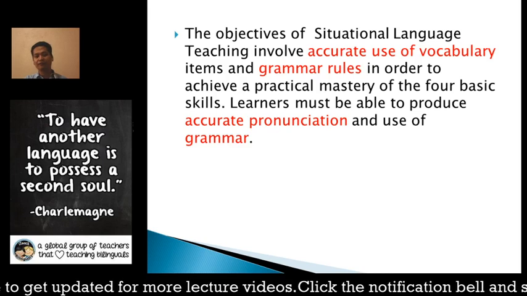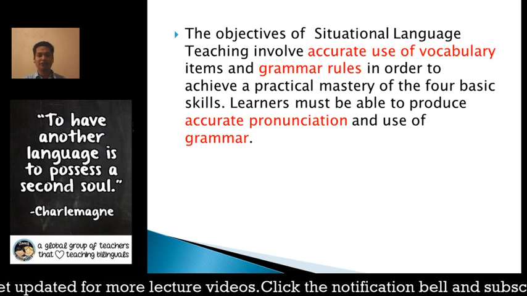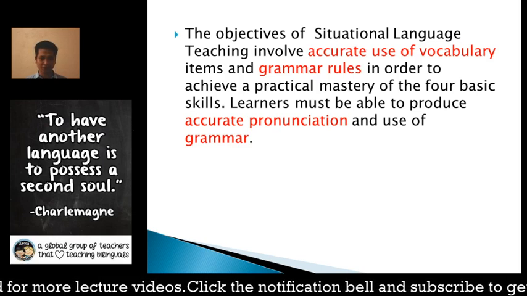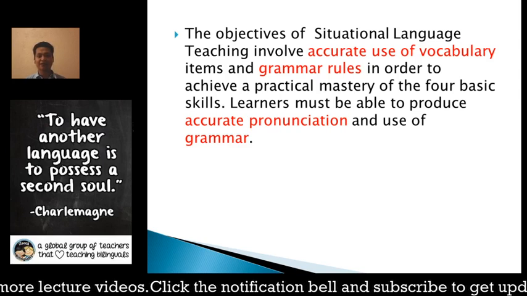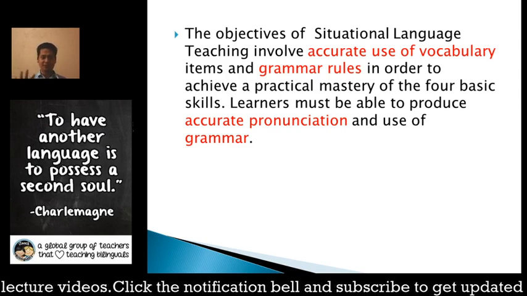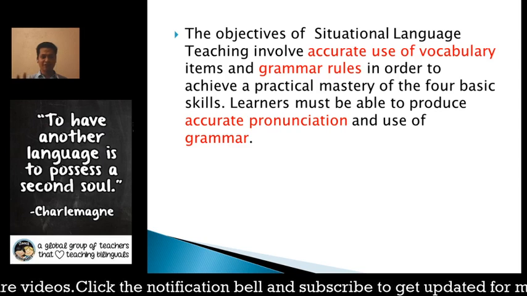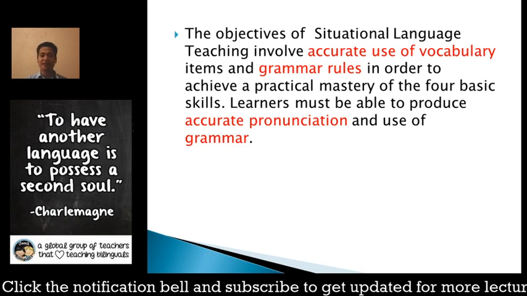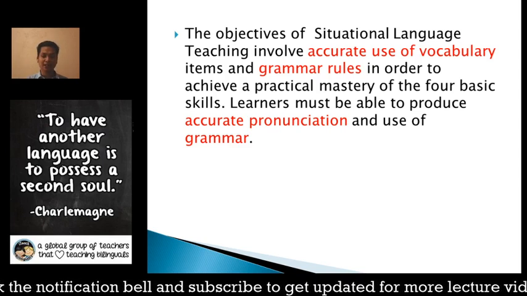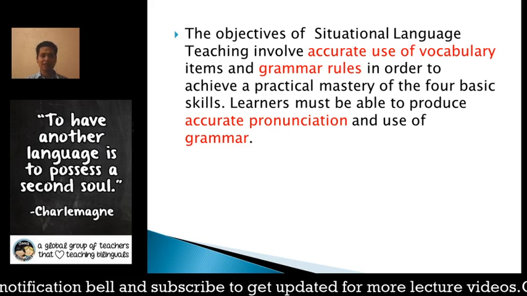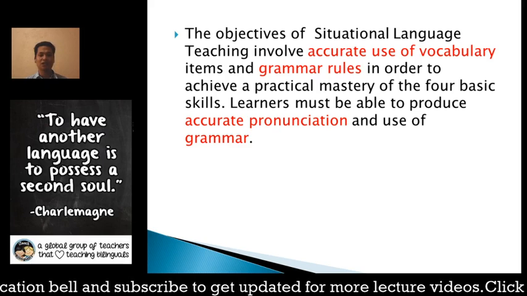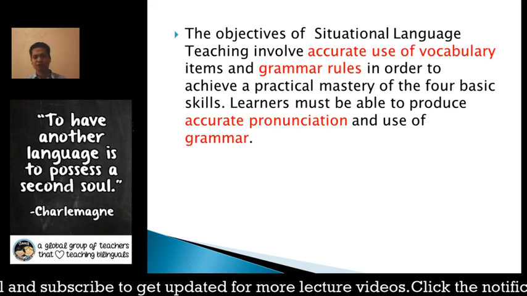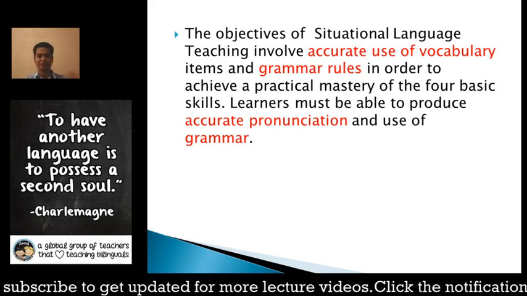Okay, the objective of situational language teaching involves accurate use of vocabulary items and grammar rules in order to achieve a practical mastery of four basic skills. So in this approach, there's also an emphasis on the four basic skills, also called the four macro skills. So what are these macro skills? We have listening, speaking, reading, and writing. Learners must be able to produce accurate pronunciation and use of grammar. So focus on vocabulary, focus on grammar, and focus on pronunciation, okay, to develop the four macro skills.